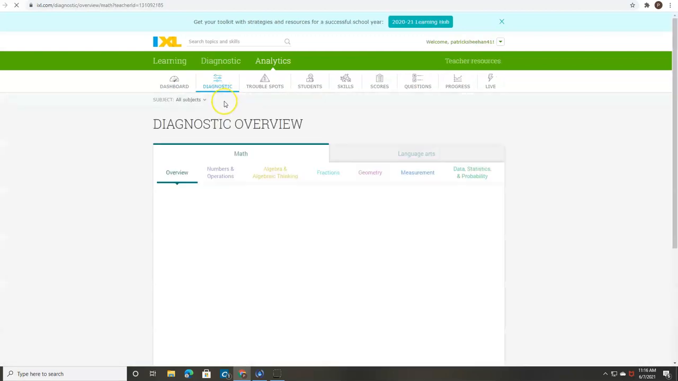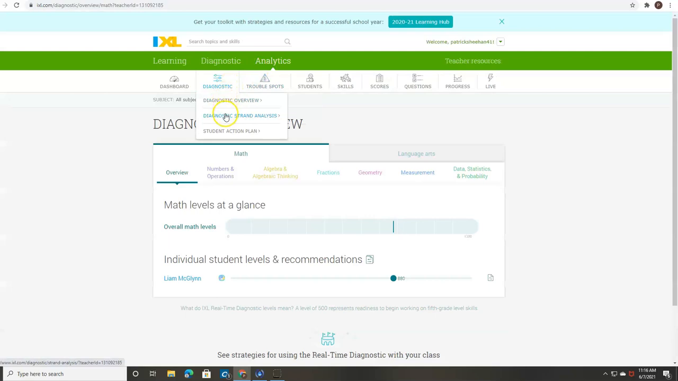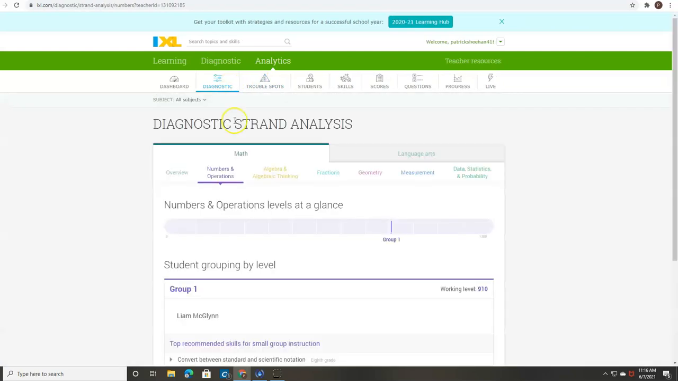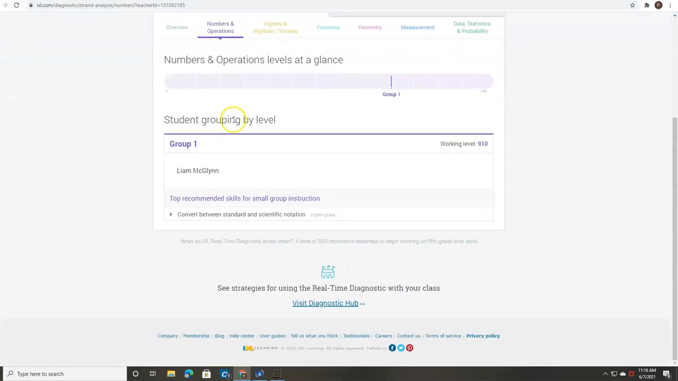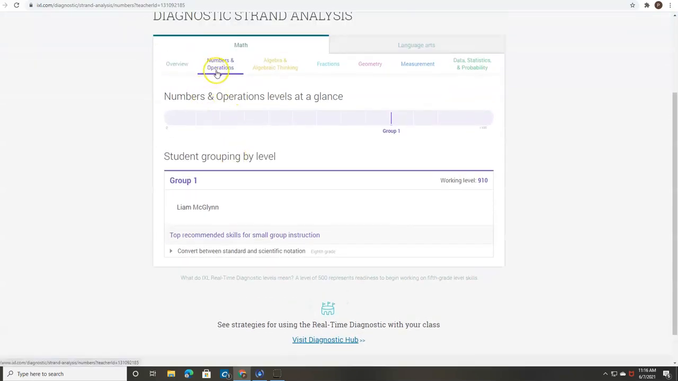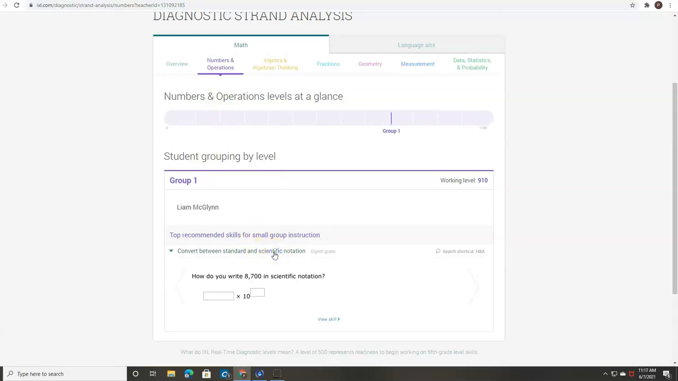Now, I'm under analytics, diagnostic, strand analysis. Well, what does this mean? It's just another way of looking at the data. Under numbers and operations, it would be good for my student to work on converting between standard and scientific notation. Let me click on that. Here's an example question of what that is. View skill.